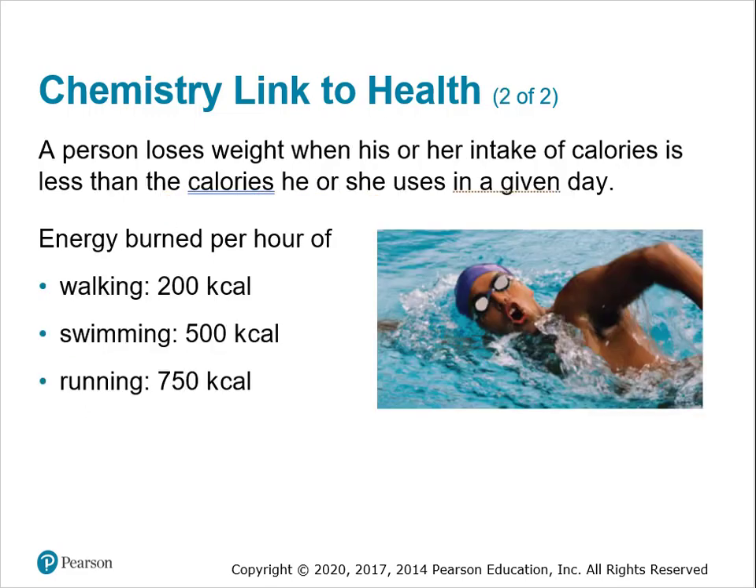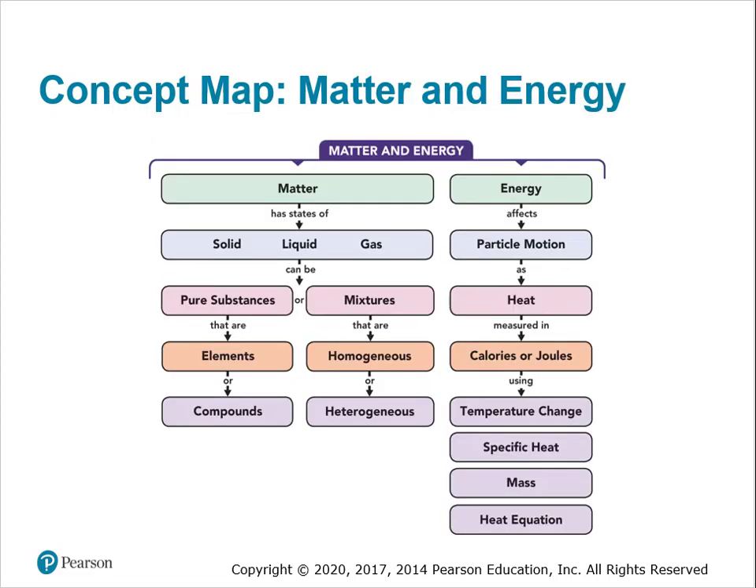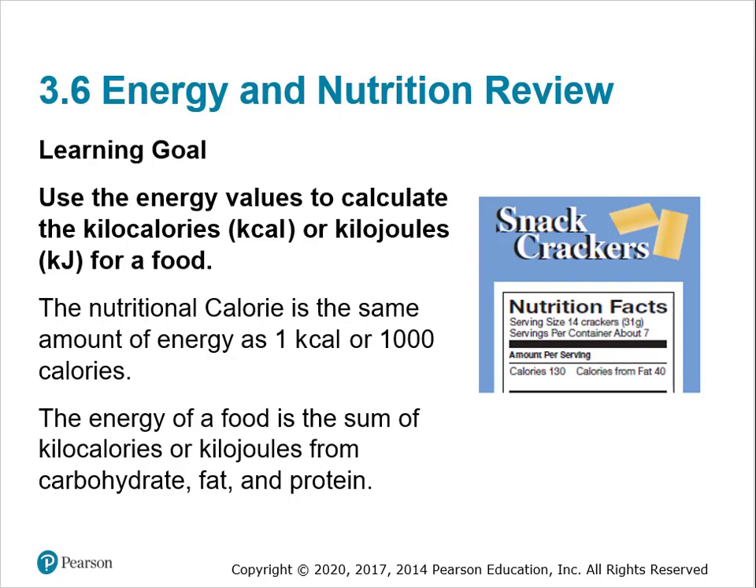A person loses weight when his or her intake of calories is less than the calories that they use in a given day. So here are just some examples of how much energy is burned per hour of walking. You can burn 200 nutritional calories per hour if you walk, 500 if you're swimming, 750 if you're running. Here's the concept map for the chapter on matter and energy. Take a look at it. Double check the learning goals to make sure that it makes sense.